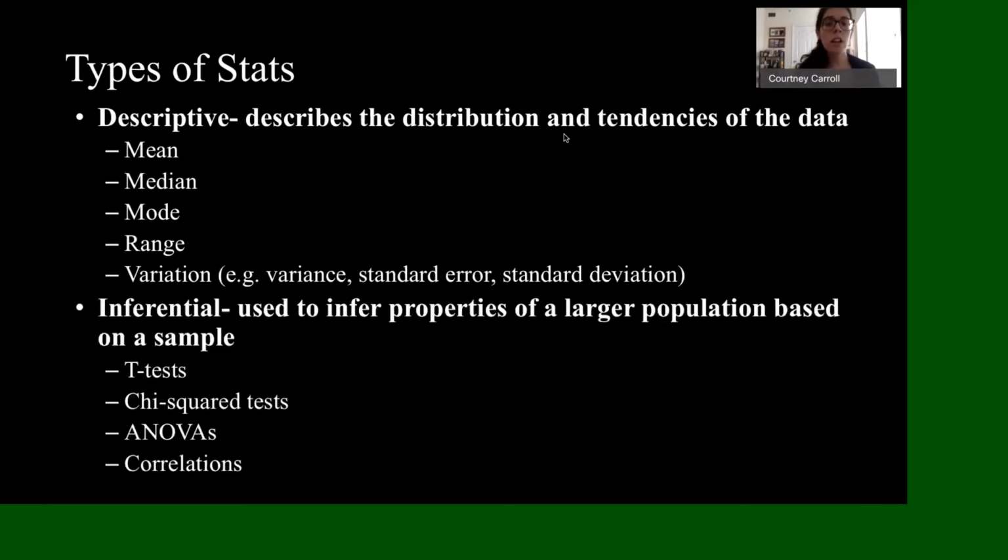Inferential statistics, on the other hand, are used to infer properties of a larger population based on a sample. When you run an experiment, you're not testing every single person or every single mouse or every single worm that exists. You're doing it on a smaller scale, and you're hoping that your sample is representative of what would be happening in a larger group. And inferential statistics can tell you whether that is true or not, and give you some idea about probabilities related to what you see in a group, comparing it to a larger population. And those are things like t-tests, chi-squared tests, ANOVAs, and correlations.